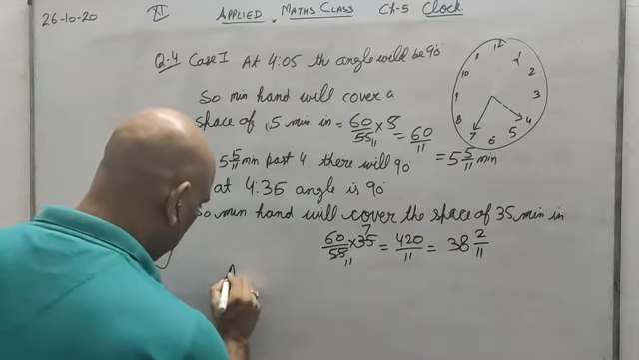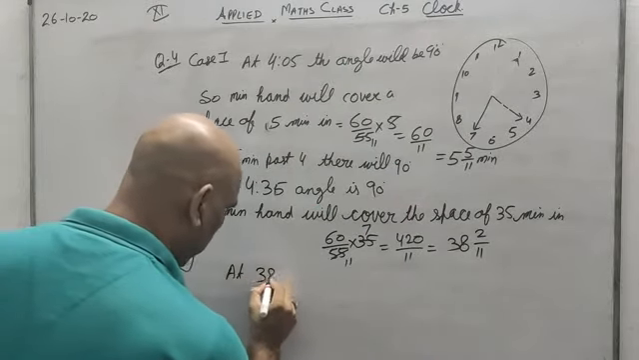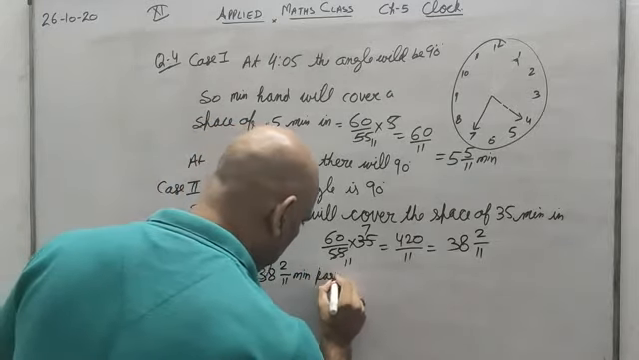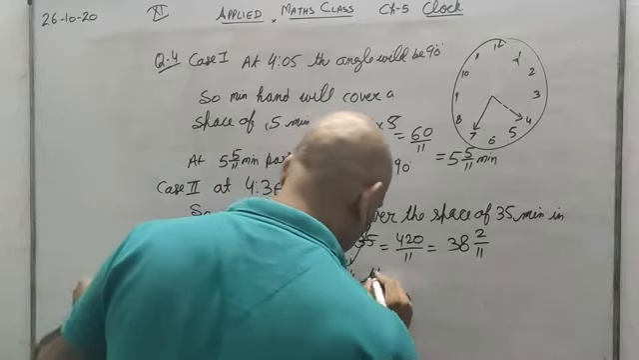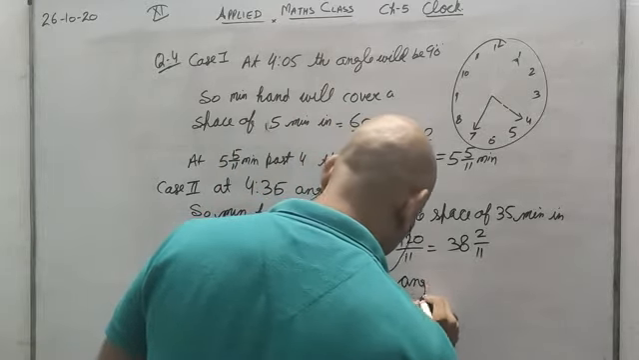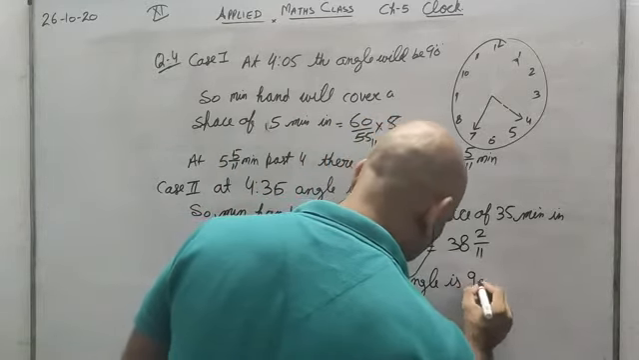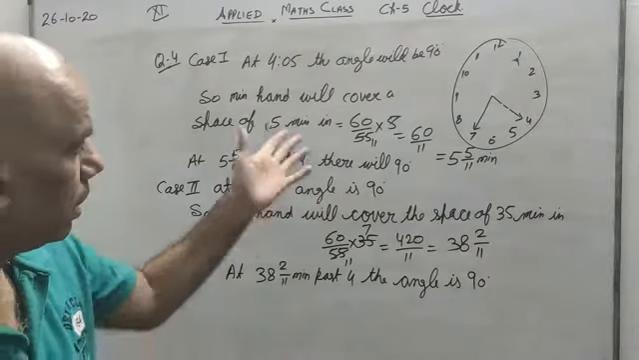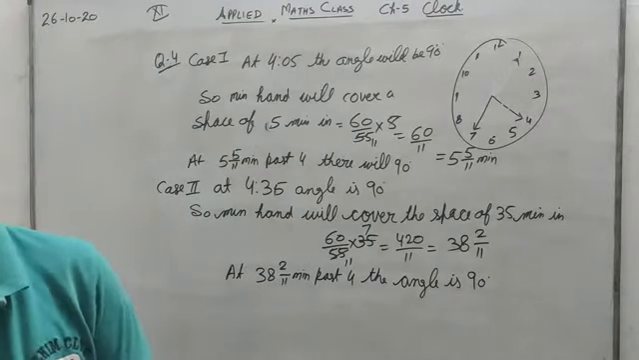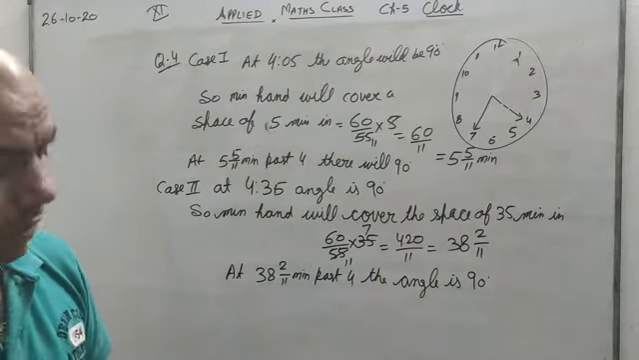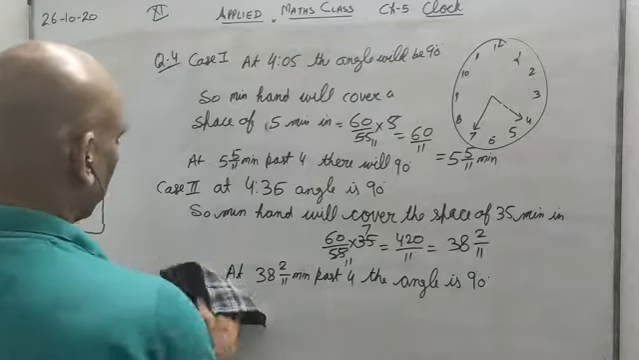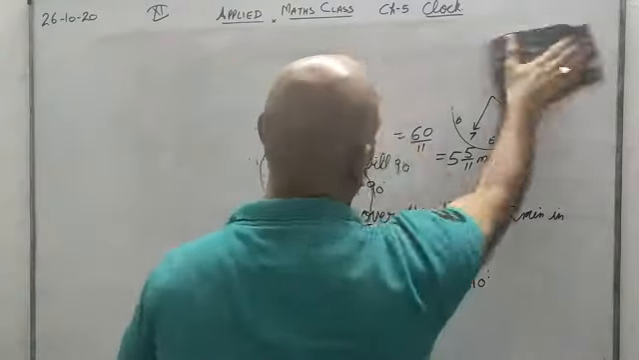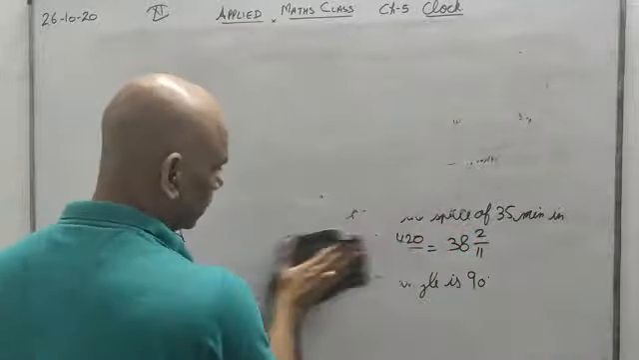So at 38 is to 2 by 11 minute past 4, the angle is 90. So these are the two questions. 38 is to 2 by 11 minutes and 5 is to 5 by 11. This way we will calculate that what time this all will happen. Okay. Now let us look few more questions. Although there are not many questions like this.